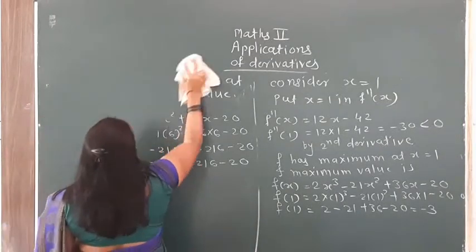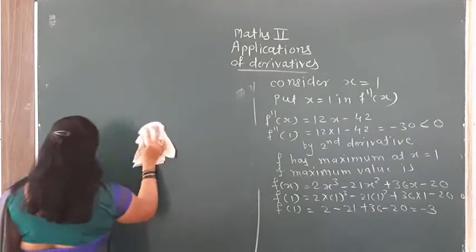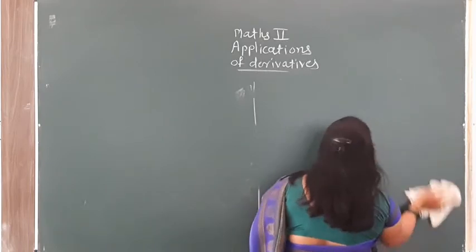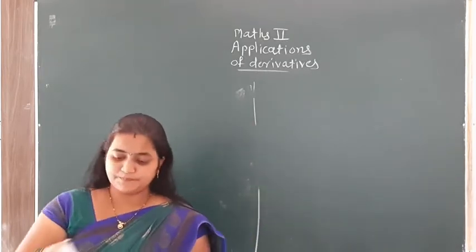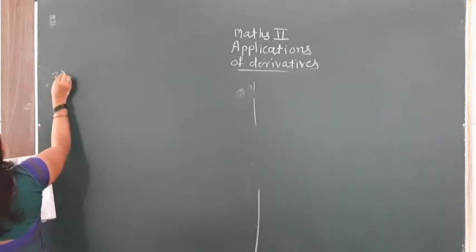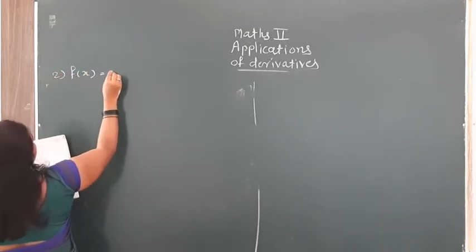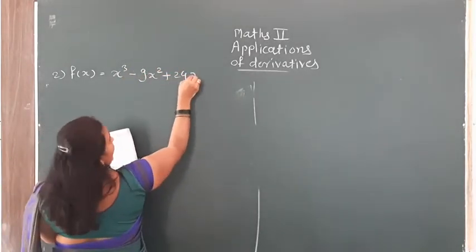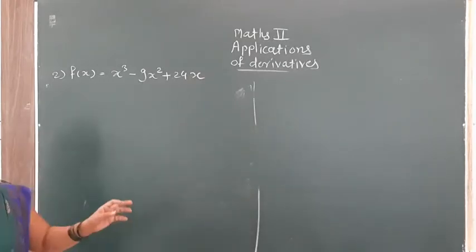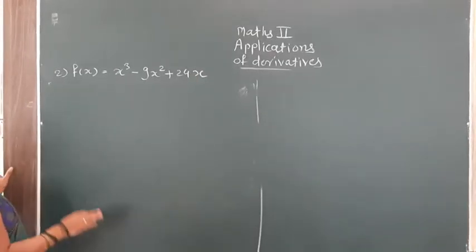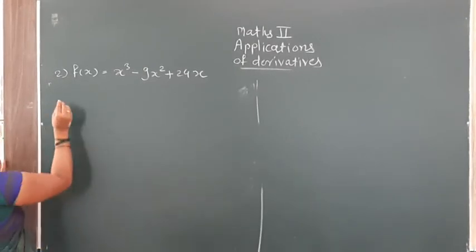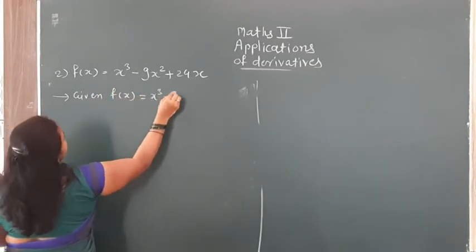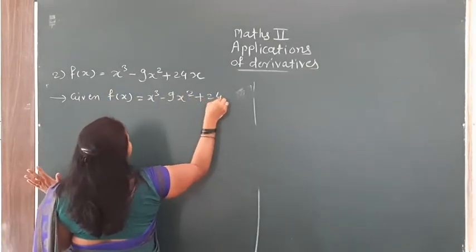Find the maximum and minimum of the following function. My example is f of x is equal to x cube minus 9x square plus 24x. What is your first step? We find the first derivative. Given f of x is equal to x cube minus 9x square plus 24x.